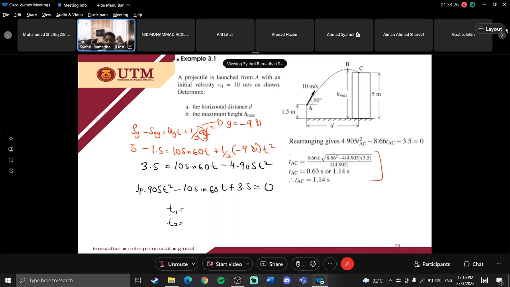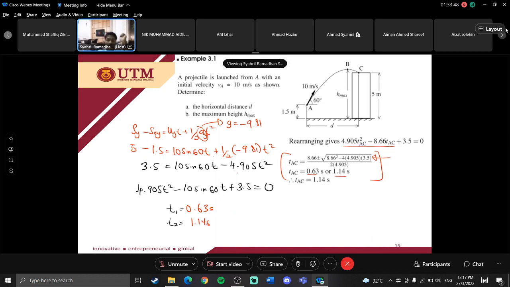You rearrange the equation, and then you put it in this equation. You will get the time 0.63 and 1.14. So here is 0.63 second and you get 1.14 second. So you got two positive values for the time.